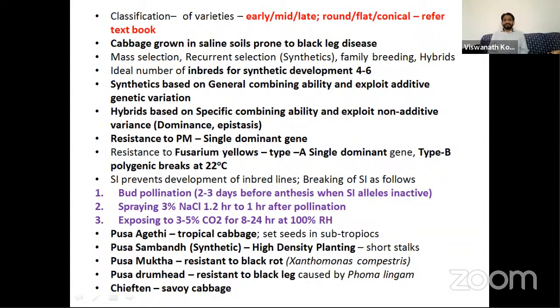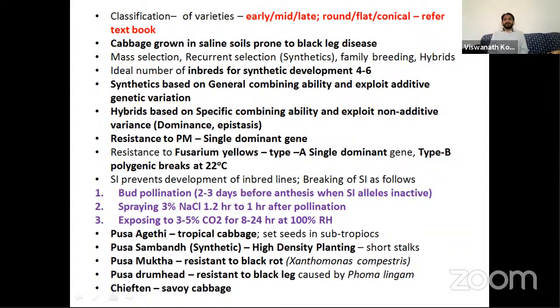So nowadays the hybrids are very popular. Though a smaller number of hybrids were developed by the public sectors, a huge number of cabbage hybrids were developed and marketed by the private sector in India. And synthetics are another type of varieties developed in the cross-pollinated crops, especially crucifers among the vegetables. Generally, synthetics and compound varieties are developed in cross-pollinated crops.